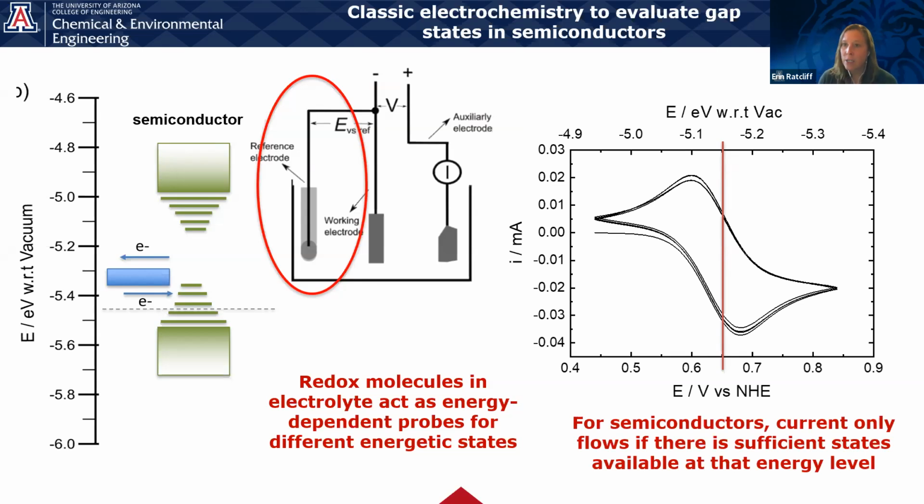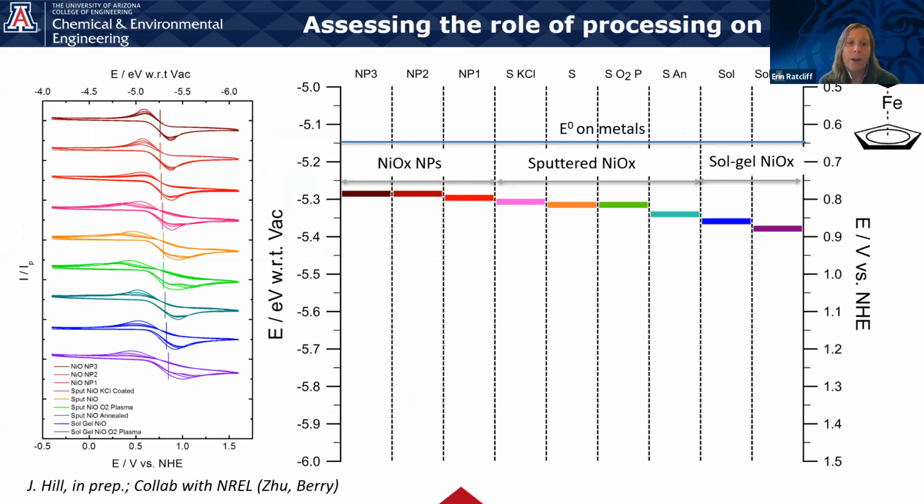If we take a series of materials, let's say nickel oxide, something that has been very, very highly characterized, and we know that it has a very exquisite surface chemistry. And this can depend on how it's processed. So is it sputtered? Is it a nanoparticle? Does it come from a sol gel? The power of the electrochemistry approach is that you can see how much energy resolution we can get.